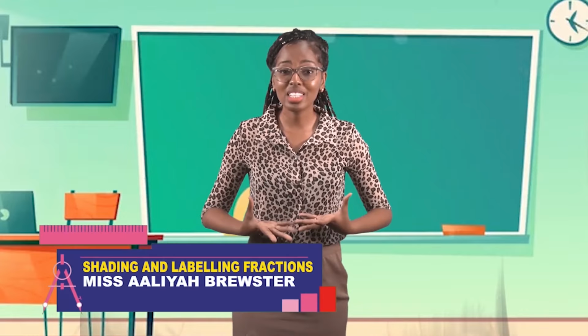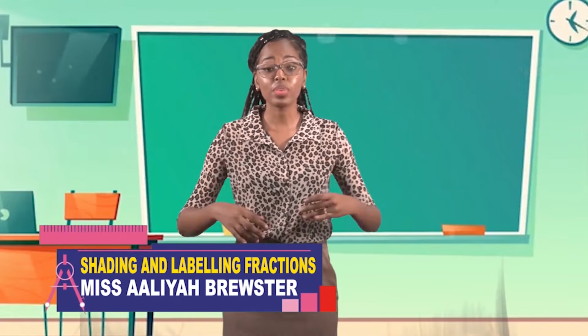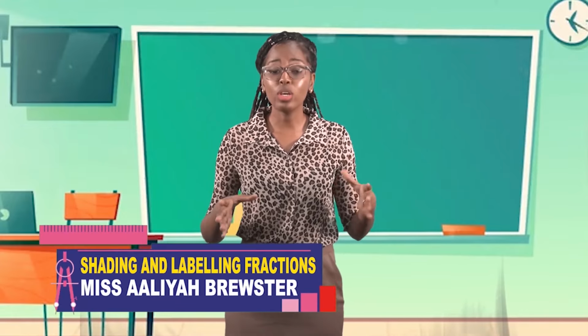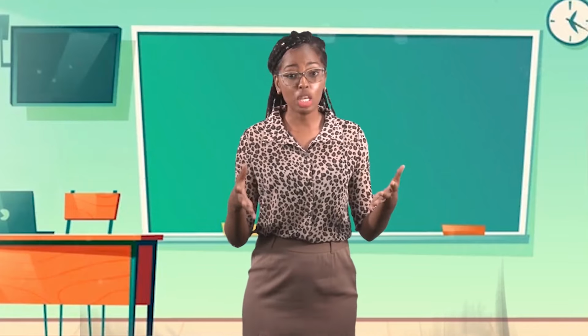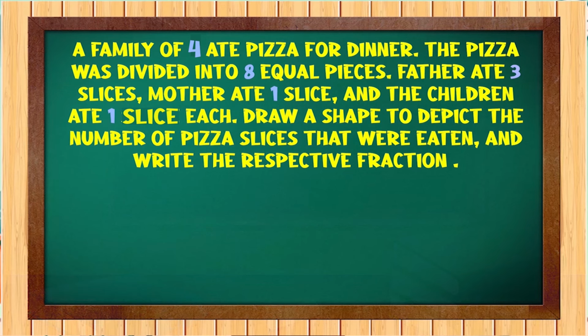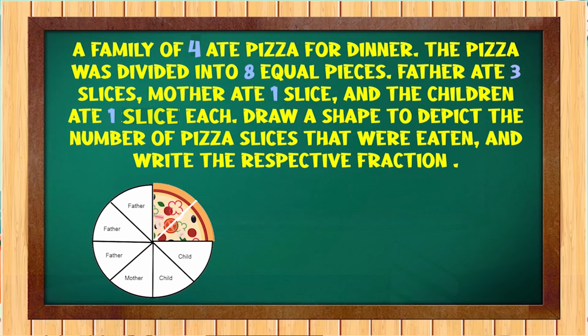Were you able to get it correct? Let's verify. To depict this scenario, I drew a circle because most pizzas are in the shape of a circle. I divided the circle into 8 equal pieces because that's what the scenario said. Now, I would have sectioned off who ate what slice. So from the scenario, it says that father ate 3 slices. So on 3 slices, I wrote the name father.